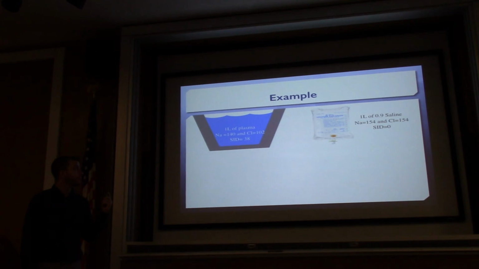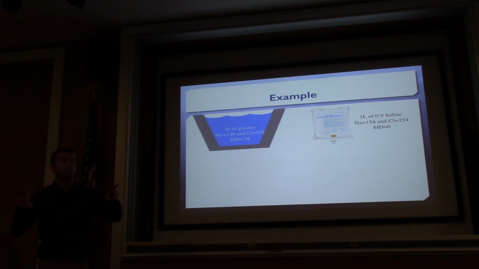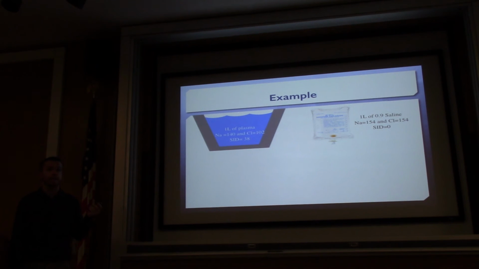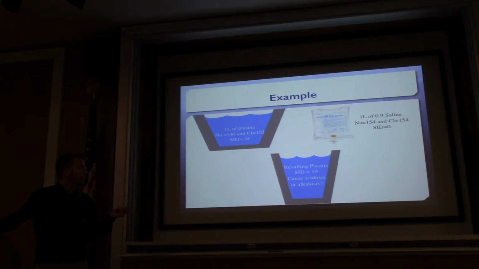Yeah. So here's an example on some small amounts of fluid. If you have 1 liter of plasma, which obviously we don't have, and you give them 1 liter of normal saline and they were to stay both intravascular, then you would have 2 liters now, and the resulting SID would be 19, which is very acidotic. Yeah, just average between the two.